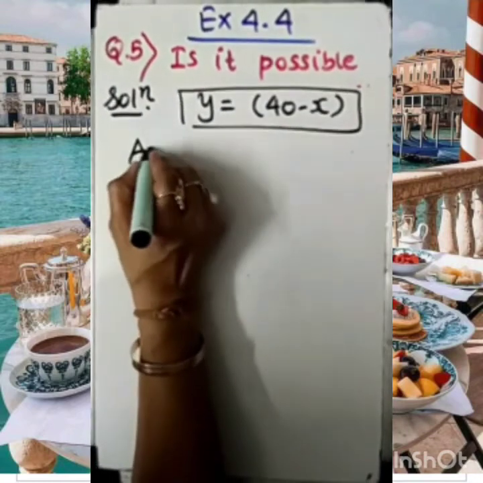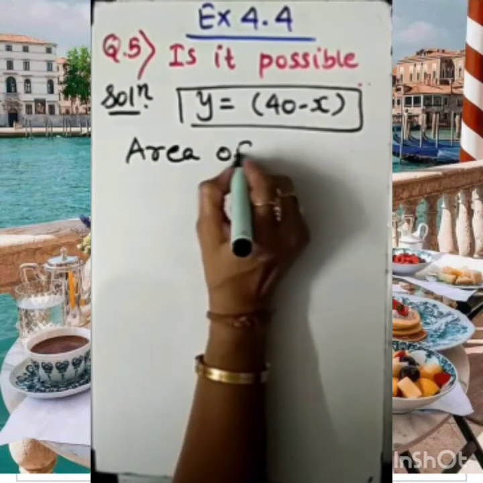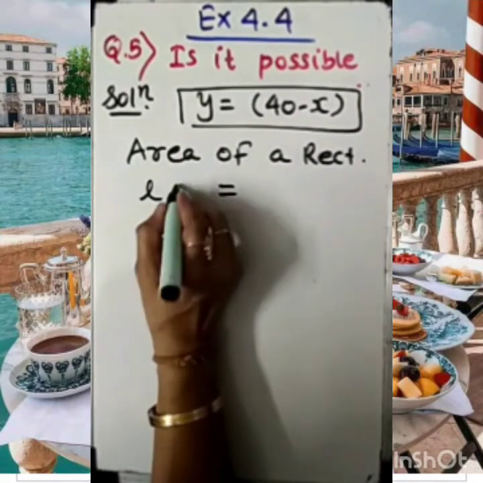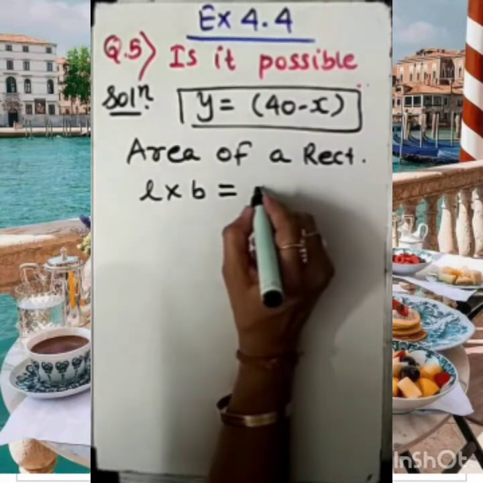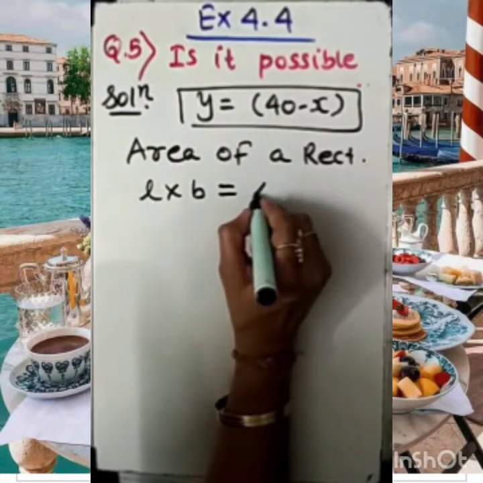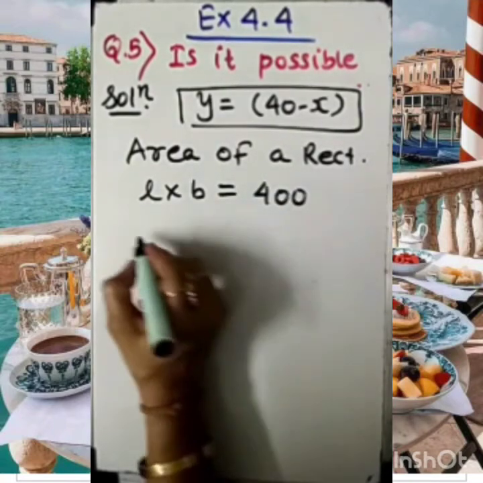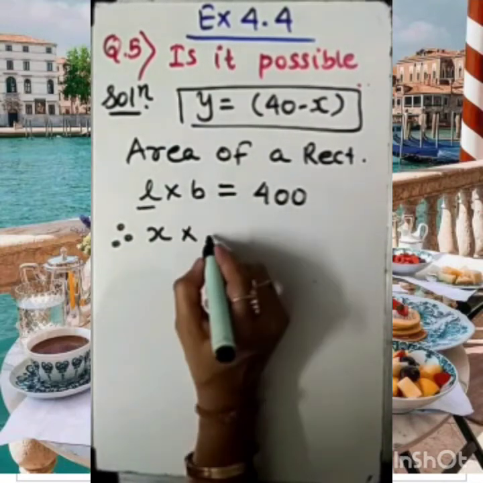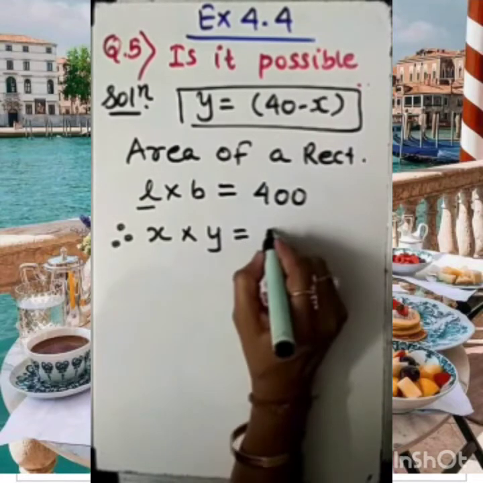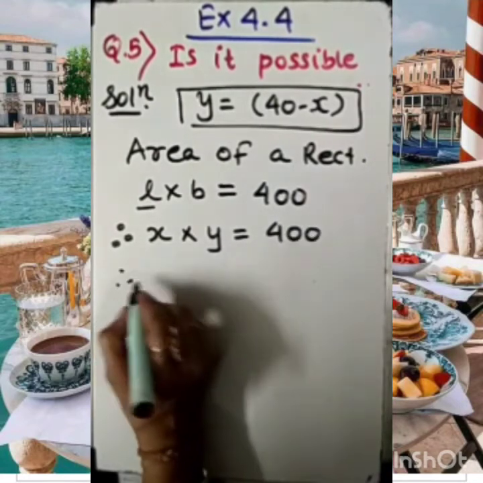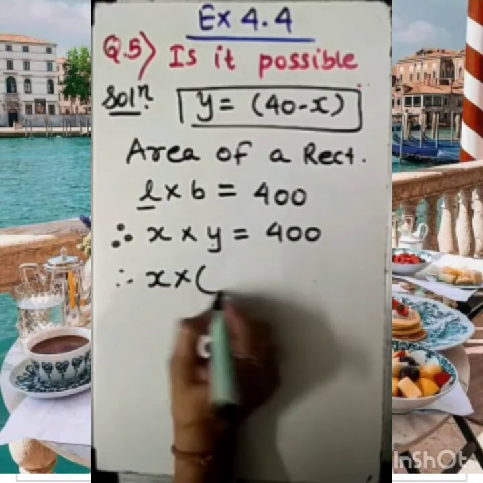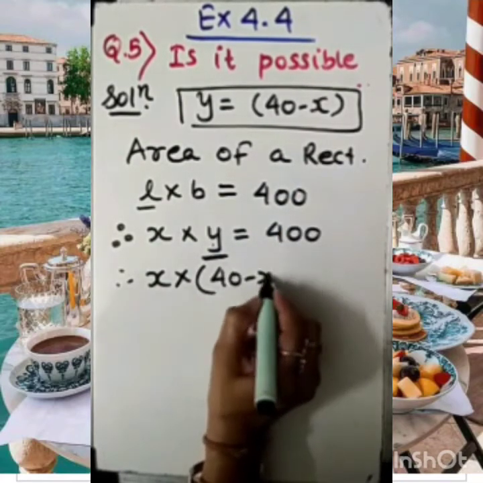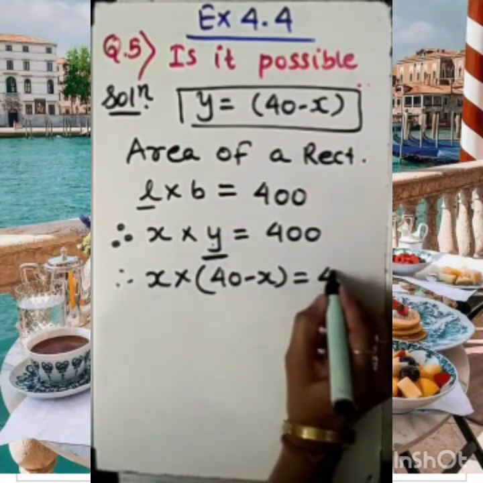Now we are given the area of a rectangle. We know very well the area of a rectangle is length into breadth, and that is given here according to the question as 400 meters square. So my dear student, the value of length x we have assumed, the value of breadth y we have assumed. Now can I substitute in place of y the value we found as a relationship of length and breadth, that is 40 minus x?